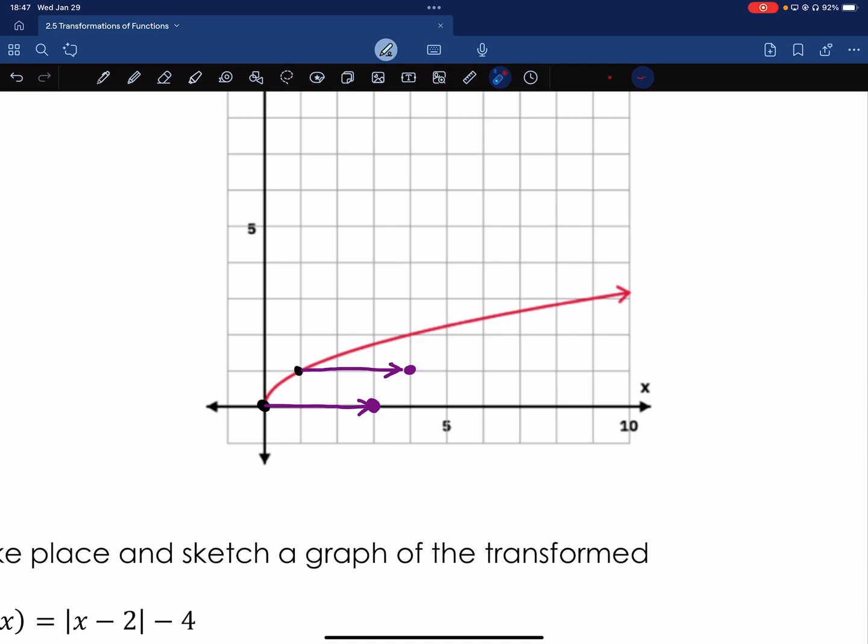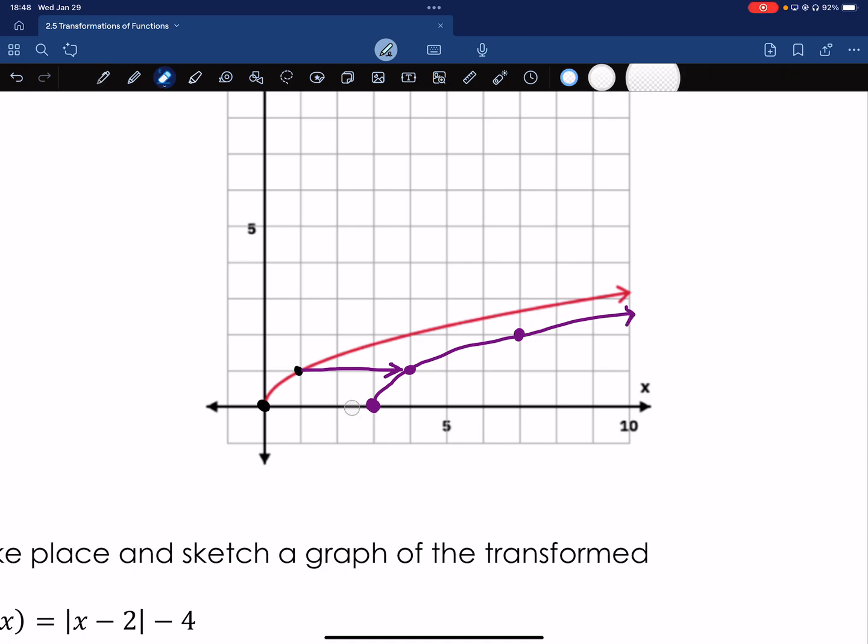But once you get to 4, notice that it's crossing at 2. So that's a nice pretty number. It's a whole number. And so I would take that and also move that 3 spaces to the right. And once you have enough points, you can connect the dots.